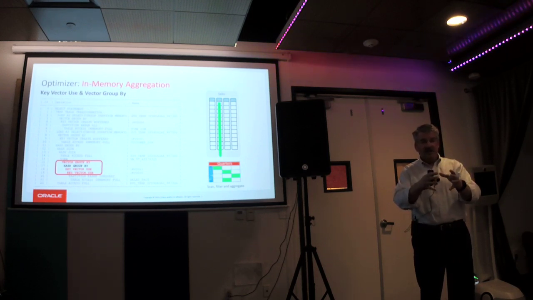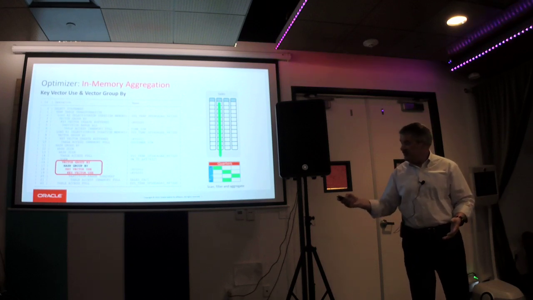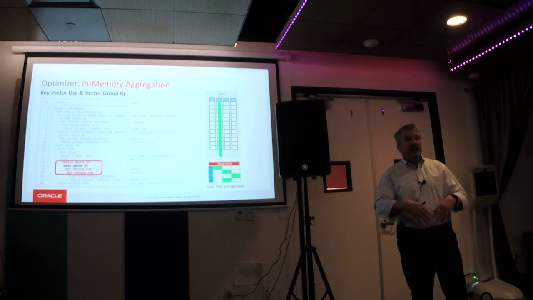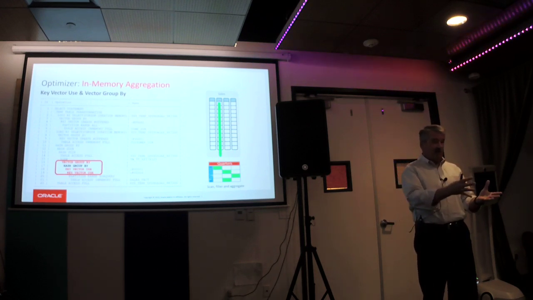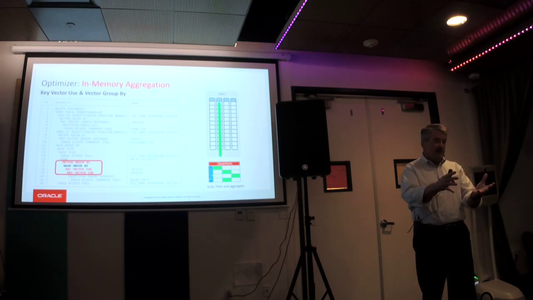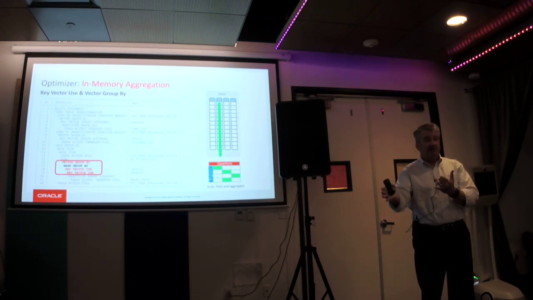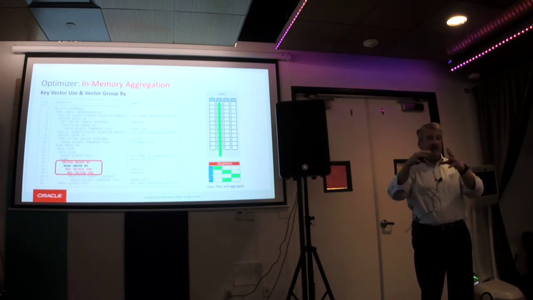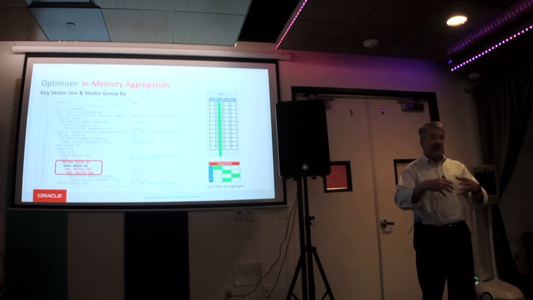If the key vectors and the amount of memory required for the aggregation are going to be too large, that's where you see a hash group by. We can fall back to a hash group by, and that brings up the point: no matter what you run with Database In-Memory, if you don't have enough memory, so not all the data is in memory, or you have to fall back because you don't have enough memory to handle the aggregation, your query will still run. It won't get an error.